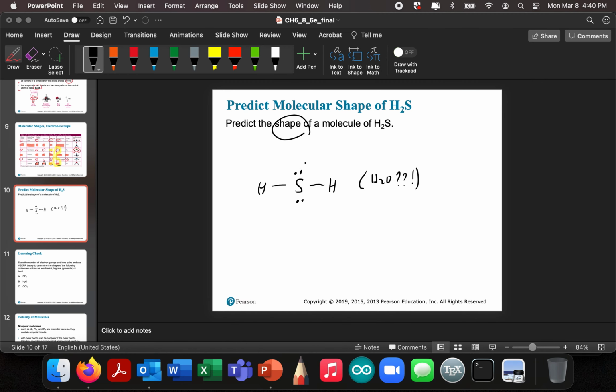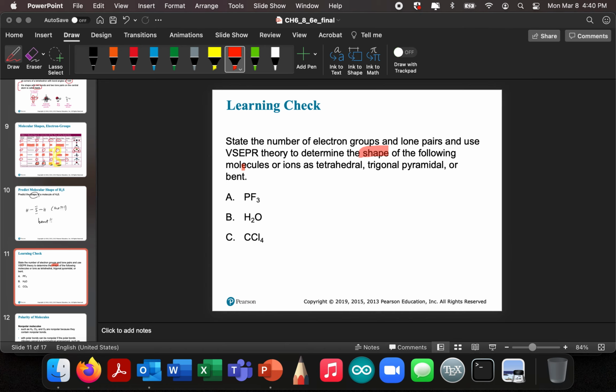Okay, so let's conclude this conversation with the question: for A, B, and C, for all three of these, please determine the shape of the molecules or ions as tetrahedral, trigonopyramidal, or bent. Pause the video and come back and compare your answers to mine. Okay, so let me go through this kind of quickly. PF3. I know phosphorus is right below nitrogen in the periodic table, so it's going to look kind of like nitrogen does.